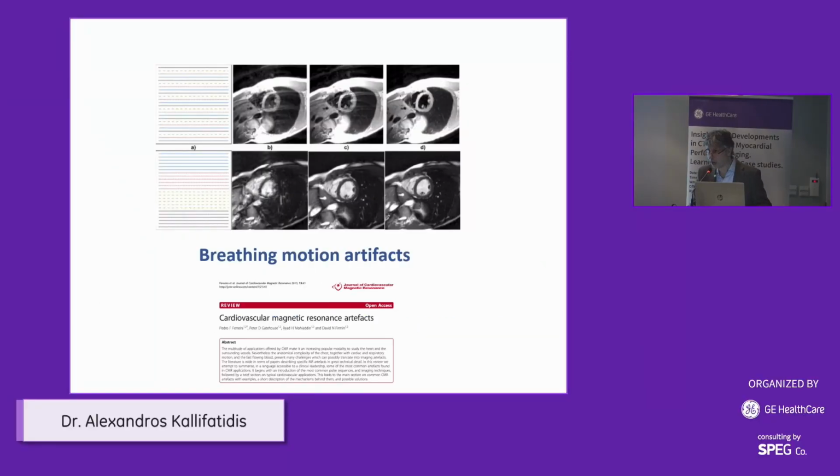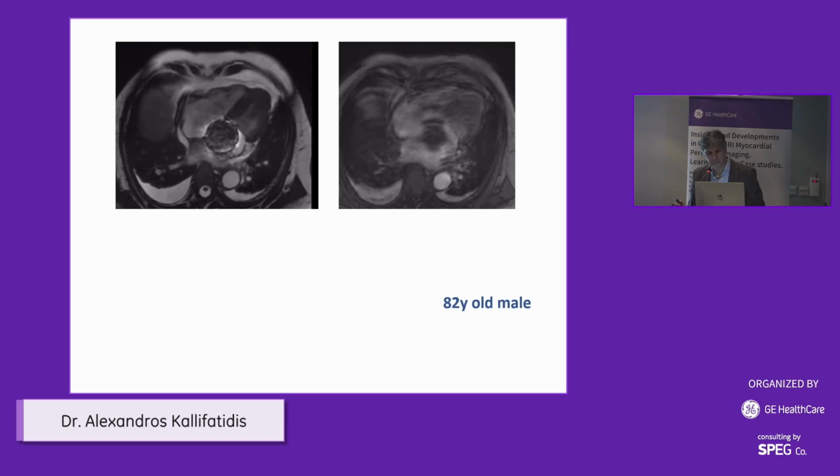Breathing motion artifacts are also quite frequent. Some patients cannot collaborate well and tolerate the breath hold, and it is important to recognize this. For example, here we see some artifacts due to a poor breath hold in the beginning, in the middle of the acquisition, and here with a good breath hold.